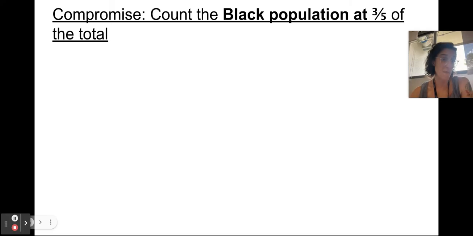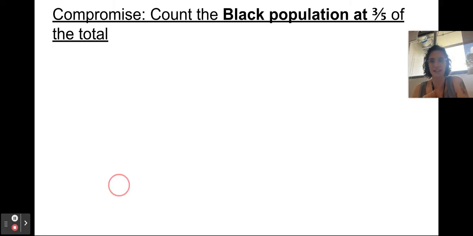So let's come up with a compromise. I'm not going to count. I'm going to allow you to count your enslaved population for the House of Representatives, for your voting representatives. But I don't want you to count all of them. Let's pick a number in the middle. How about 3 out of 5?